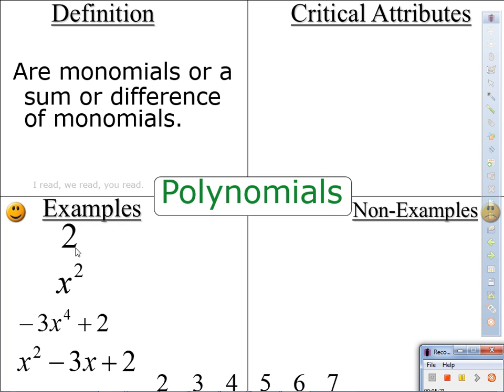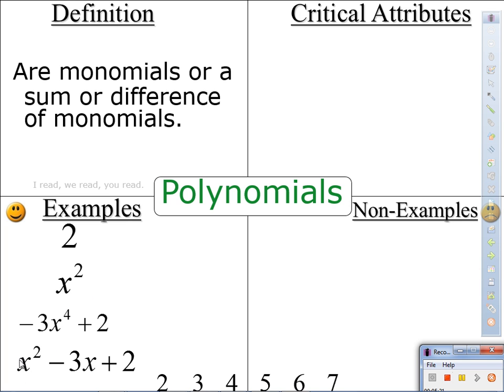So let's see. Is 2 a monomial? Yes, so that's a polynomial. Is x squared a monomial? Yes, so that's a polynomial. Look at this one. Negative 3x to the fourth is a monomial. 2 is a monomial. And what's happening in between? Add, so therefore it is a polynomial because it says here the sum, right?